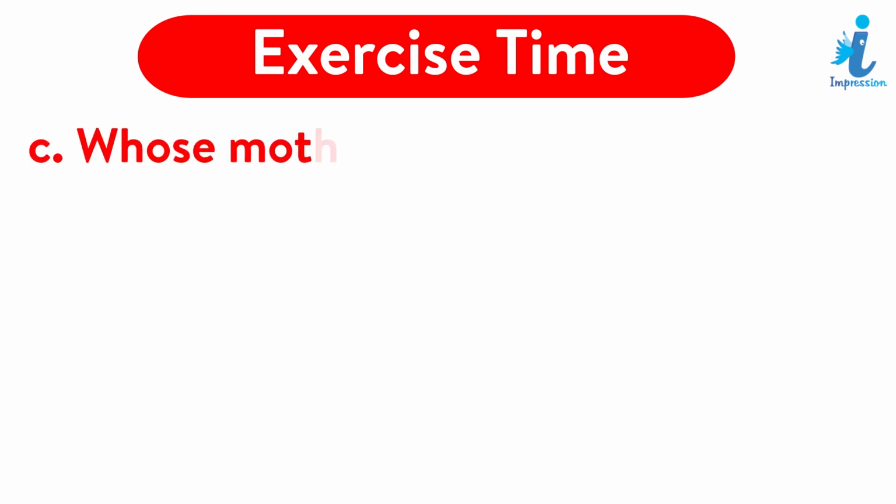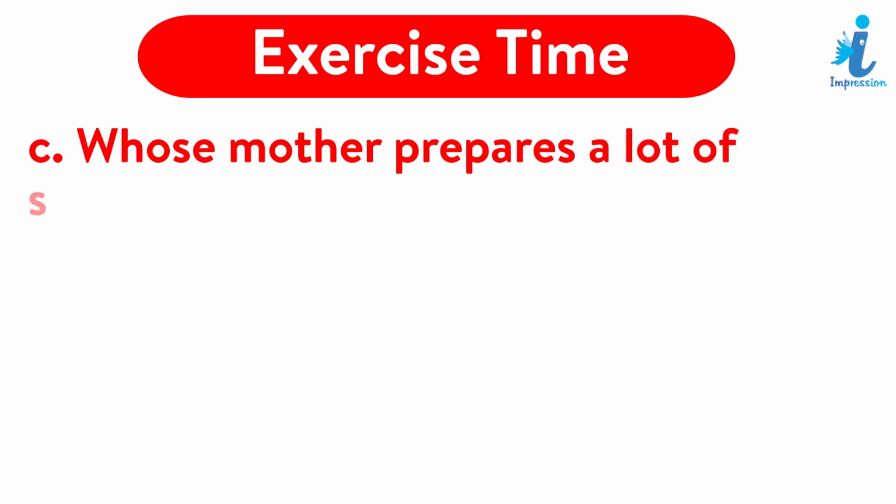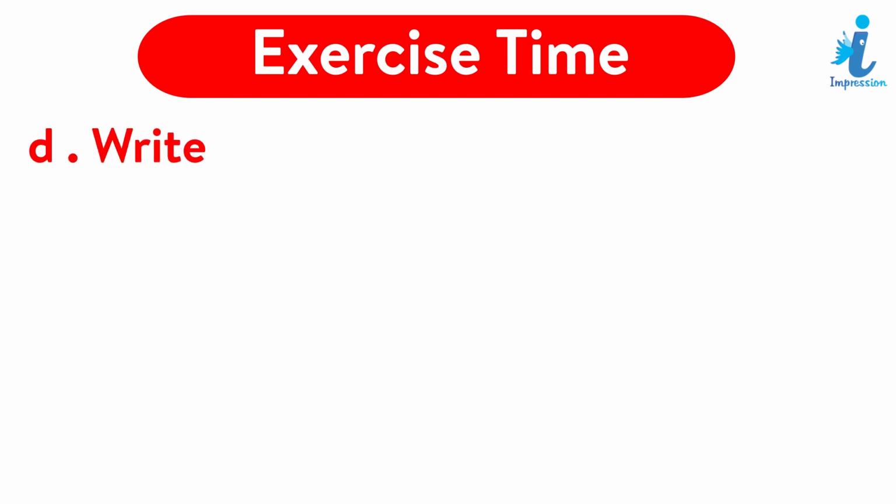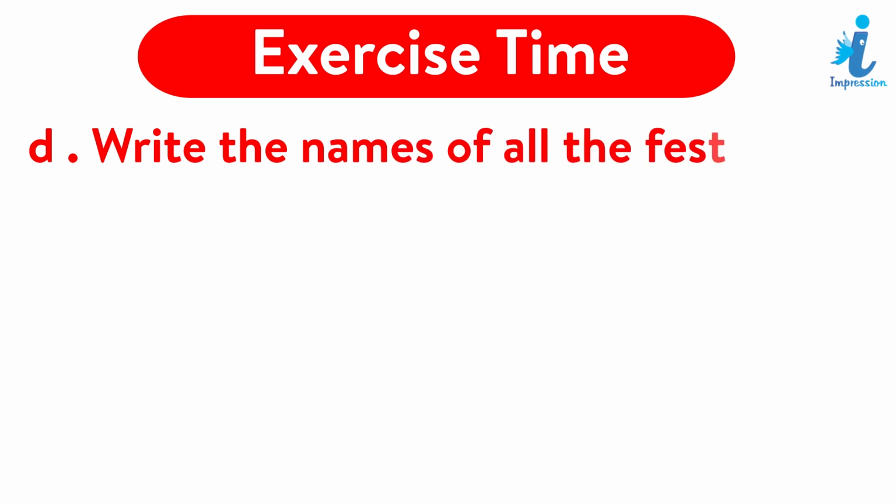C. Whose mother prepares a lot of sevaiyan and snacks on Eid? Answer. Rahil's mother prepares a lot of sevaiyan and snacks on Eid. D. Write the names of all the festivals discussed. Answer. Diwali, Christmas, Eid and Gurpurab are the festivals discussed in the chapter.